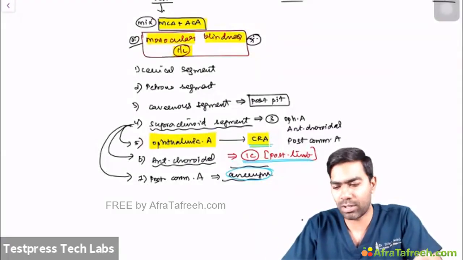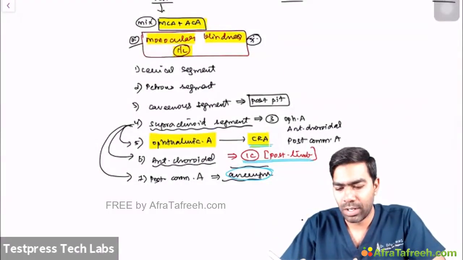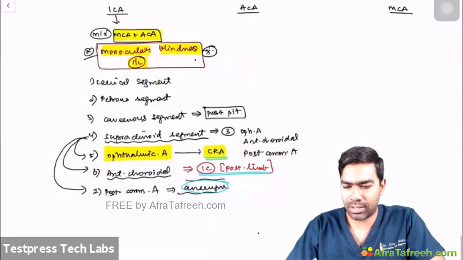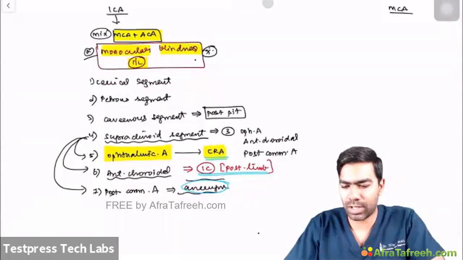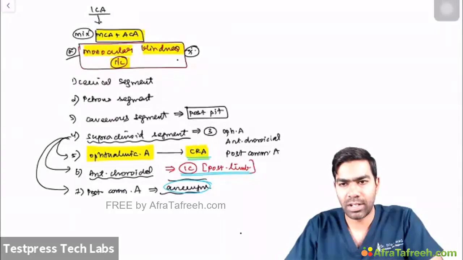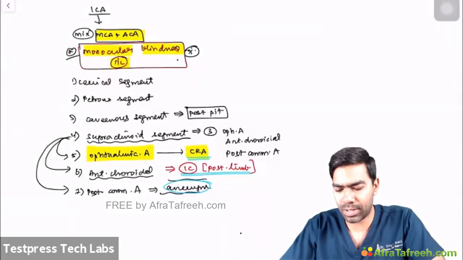Remaining whatever you want to know, I told you already. And ICA territory strokes are supposed to be extremely dangerous. Is my statement a true statement or false statement? In the sense they will result in severe weakness. ICA territory stroke must result in severe weakness. True statement or false statement?